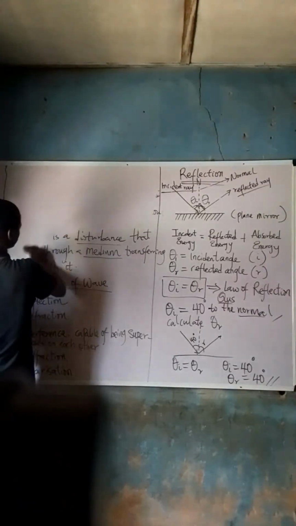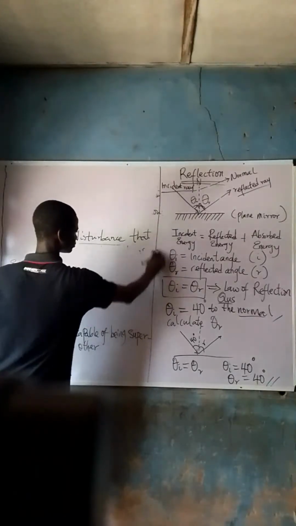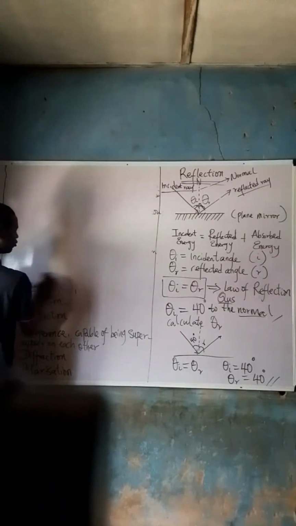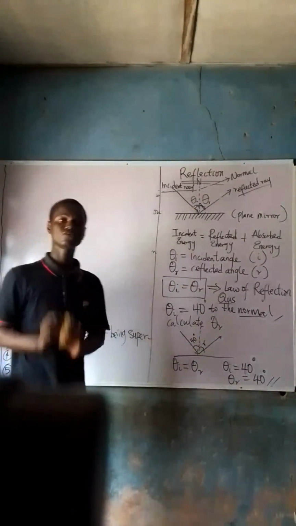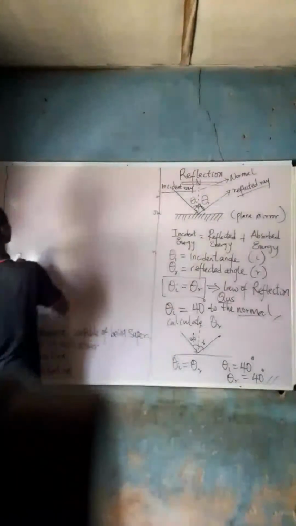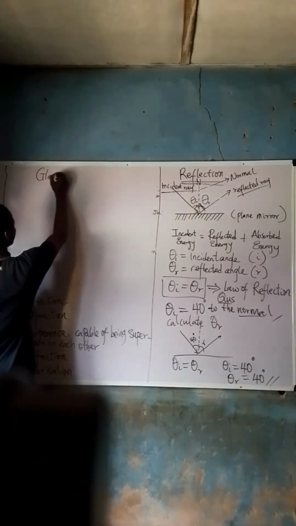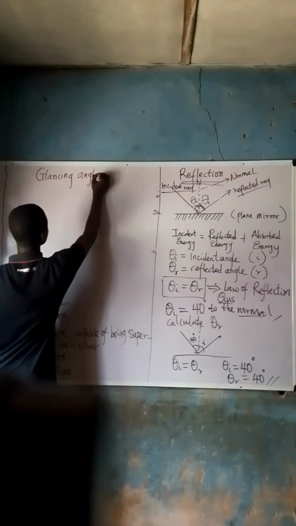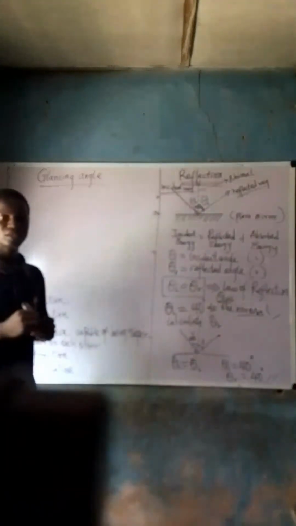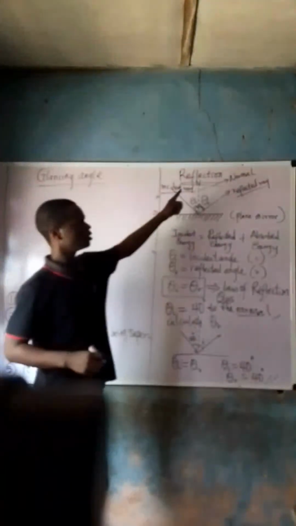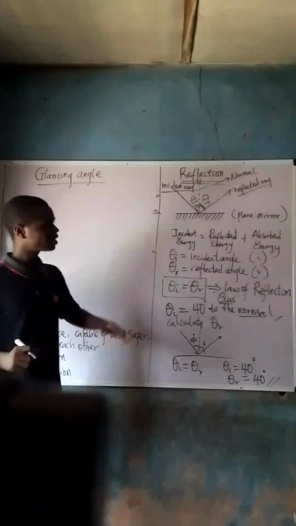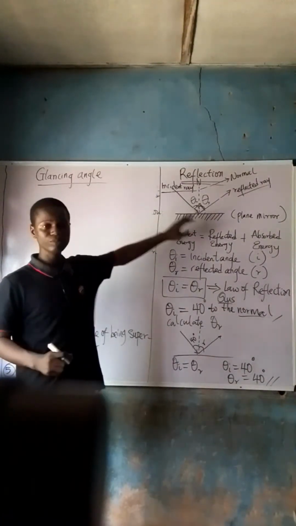Alright, look at something here. There is something under this very aspect of reflection we have to know. It is called the glancing angle. Now this is not an angle between the incident ray and the normal. It has nothing to do with the normal. But this time around, it has to do with the plane of the mirror itself.